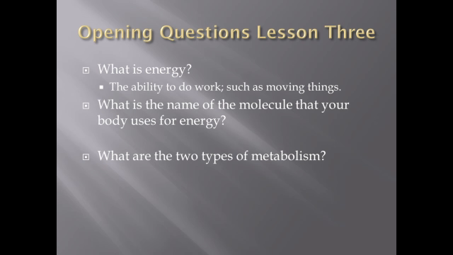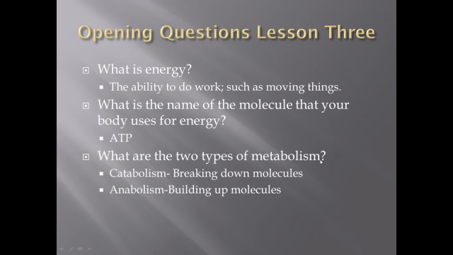The next one is, what is the name of the molecule that your body uses for energy? Well, the answer to that one is ATP. If you said adenosine triphosphate, you are also correct. It's the exact same thing. ATP is adenosine triphosphate. And the last one is, what are the two types of metabolism? You have catabolism, which is breaking down molecules, so taking big molecules and making them small. And you have anabolism, which is building up molecules and making them big.